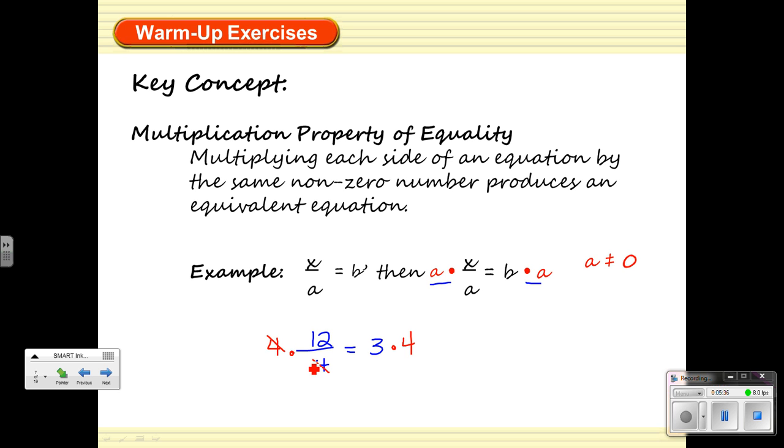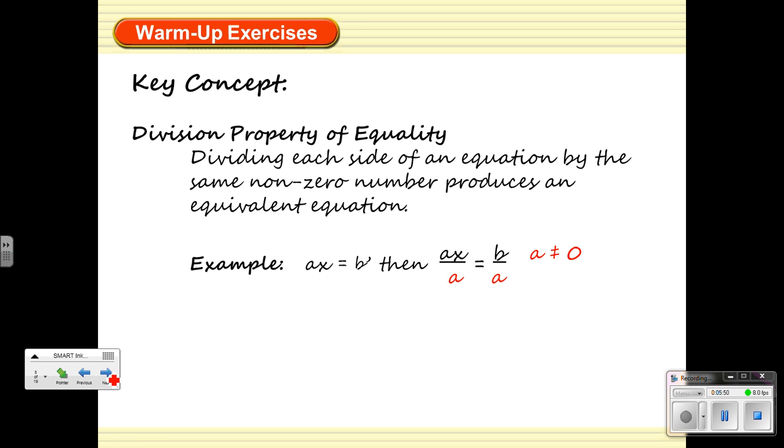So we call it canceling out. But what they're doing is 4 divided by 4 is 1, leaving me with 12 over here, and 3 times 4 is 12 over here. Just showing you how it works with numbers versus letters only. And then obviously the next one is the division property of equality.